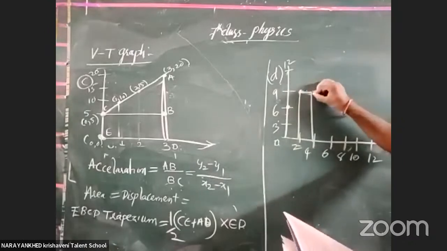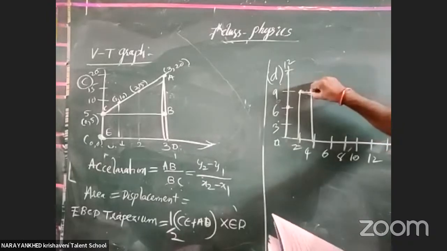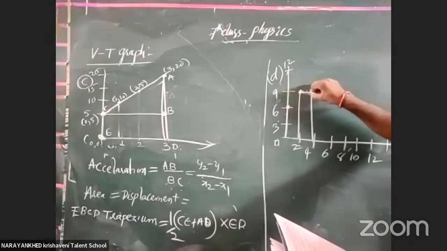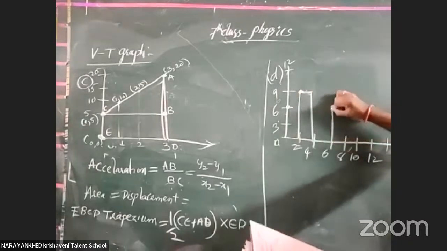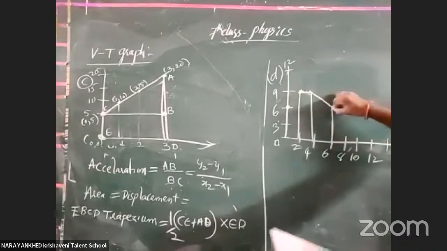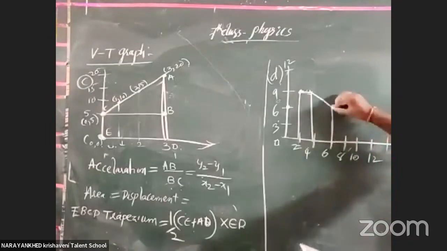Then it gradually decreases from 4 to 6 seconds. At 6 seconds, it reaches only 6 centimeters. Here it will be taken here. Okay, it will be moving like this. Got it or not? Afterwards, again decreasing.